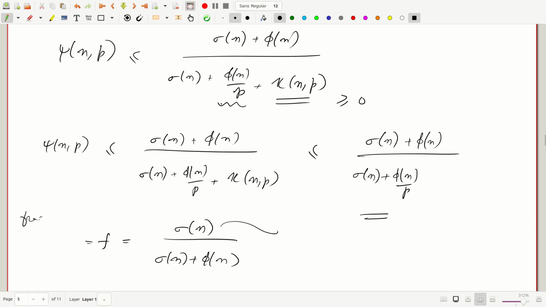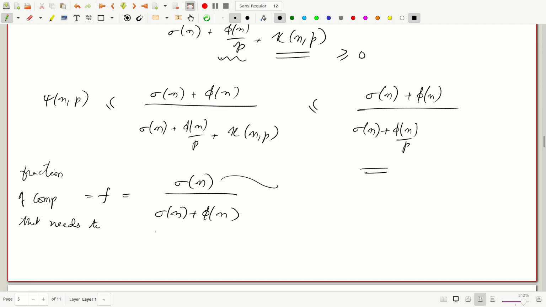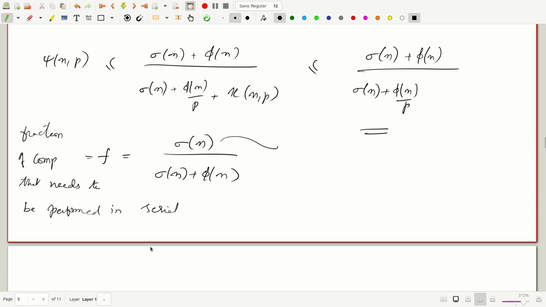Okay, so this is slightly different. This is the fraction of computations that needs to be performed in serial. That means I am dividing the amount of the sequential part by the total work, or the total time. Okay, all right. So having said that, now I can relate f equals sigma n by sigma n plus phi of n.